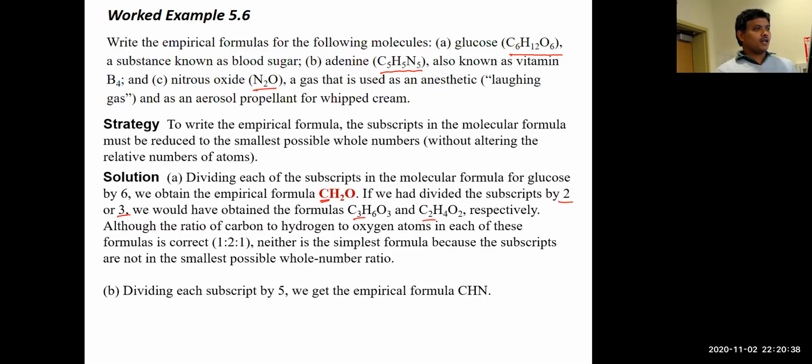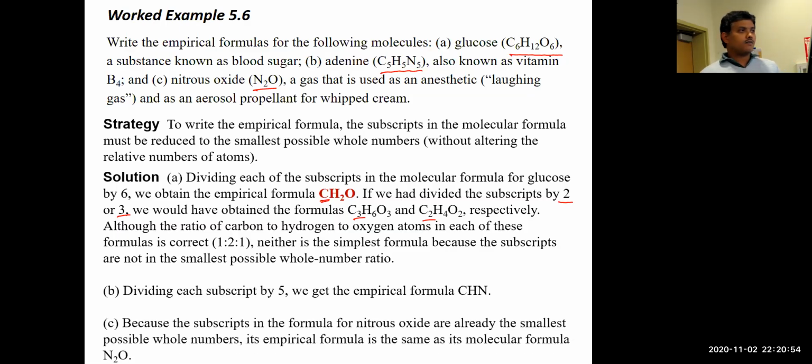So how do you find the smallest ratio for N2O? How about you divide them by 2? You divide them by 2, you have 1 nitrogen but half an oxygen, but that doesn't work. You need to have the smallest whole number ratio. Which means you cannot have any smaller empirical formula than its molecular formula. So N2O is its empirical formula. That's all for this part. I'll see you again in the next part of this chapter.